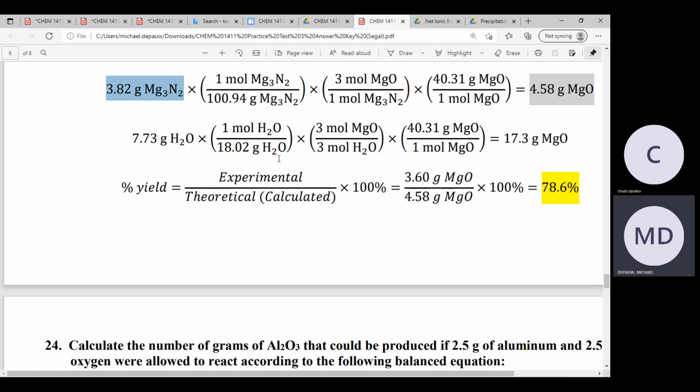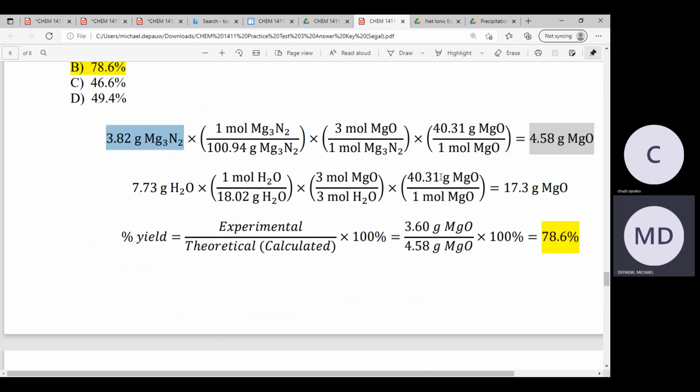And so then I just take my experimental or actual amount divided by theoretical or calculated amount. And that's going to be the 3.60 that's given in the problem. Your actual yield must always be given. And I'm going to divide that by my calculated one, 4.58, times 100%, which gives me 78.6%.